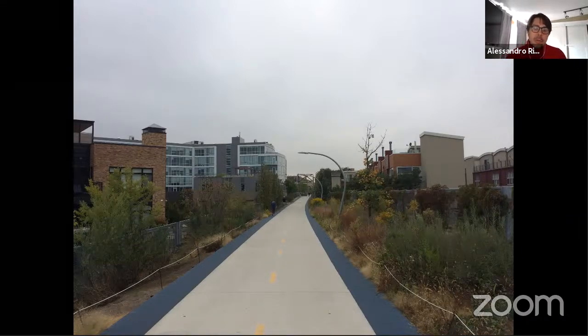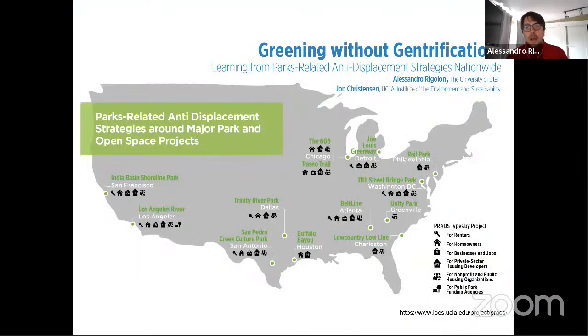So I've done some work on that, and in a recent policy brief, John Christensen, who was at UCLA, and myself identified 26 different types of what we call parks-related anti-displacement strategies that have been implemented nationwide. Based on our research, we have a few best practices for the implementation of these strategies.